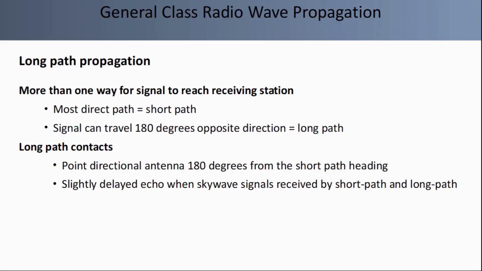Interesting thing. Now, I've never heard this, but because the signals are taking different paths to get to the same location, one being much longer, you may actually hear a slightly delayed echo when you're receiving a skywave signal via short path and simultaneously long path. They're both there, and the signals are traveling both ways. That longer path, the multiple hops that it takes for the long path propagation, will impart a delay, and you'll hear a delayed echo.